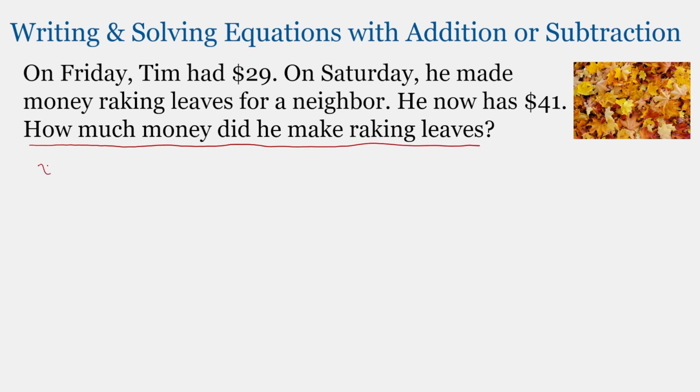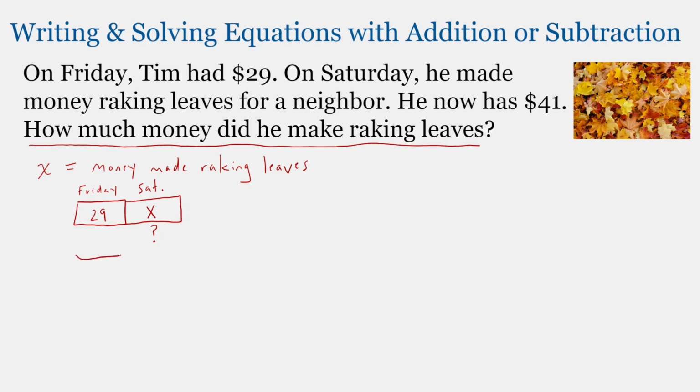So that unknown variable, and we'll say the unknown variable is x, is the money made raking leaves. So that is our unknown variable. That's the value we want to find. So what do we know? Well, we know on Friday that he had $29. So this is how much he had on Friday. And then on Saturday, he made some more money. And we don't know what that is. This is our unknown value, and we have called that x.